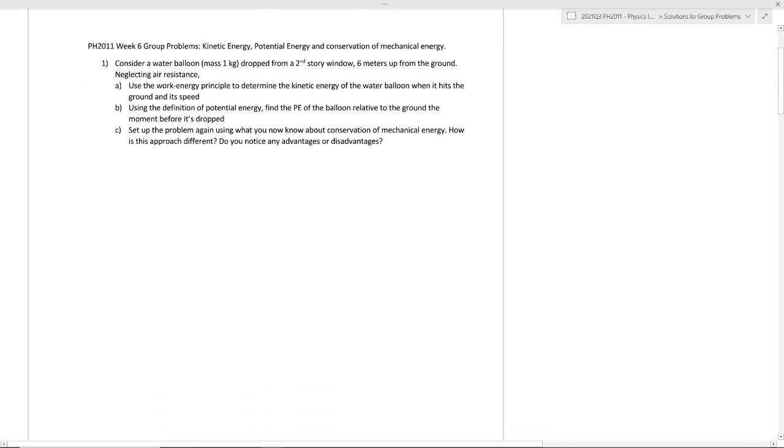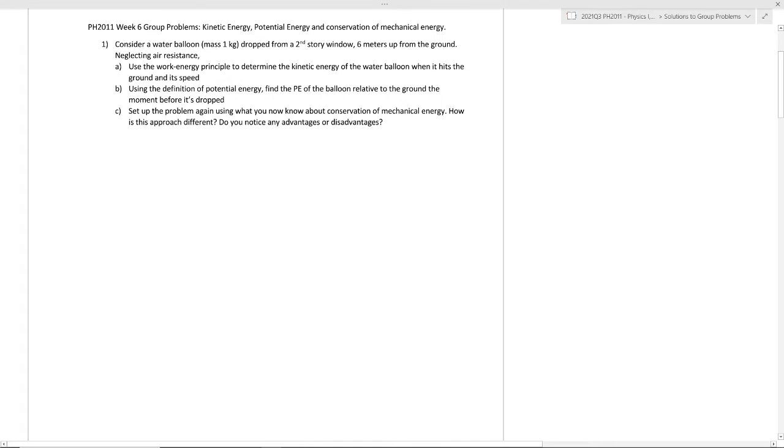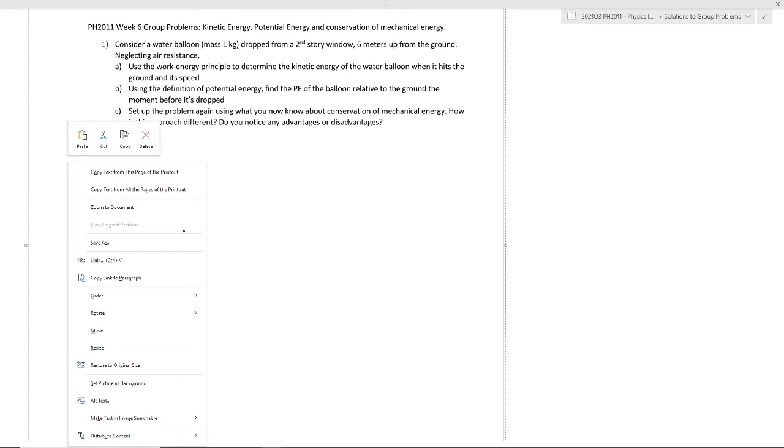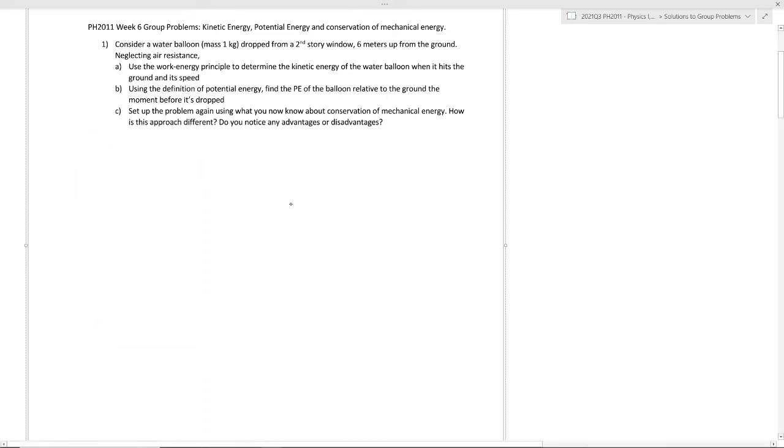So, the group problems this week, the first question was a pretty simple question that asked us to connect back to what we had done at the end of chapter 7, which was looking at the work energy principle. Just to connect back to where we were coming from in chapter 7, section 4, it was this work energy principle.